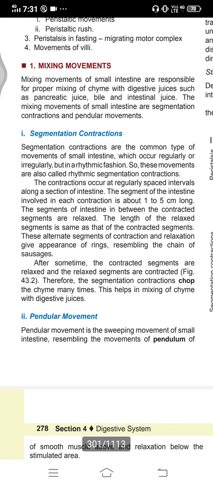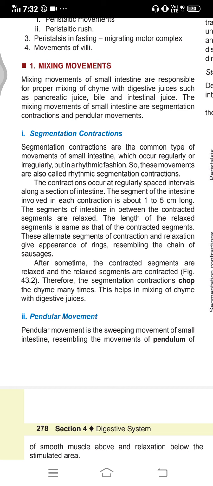What are segmentation contractions? Segmentation contractions are the common type of movements of small intestine, which occur regularly or irregularly but in a rhythmic fashion. So these movements are also called rhythmic segmentation contractions. The contractions occur at regularly spaced intervals along a section of intestine. The segment of intestine involved in each contraction is about 1 to 5 cm long.